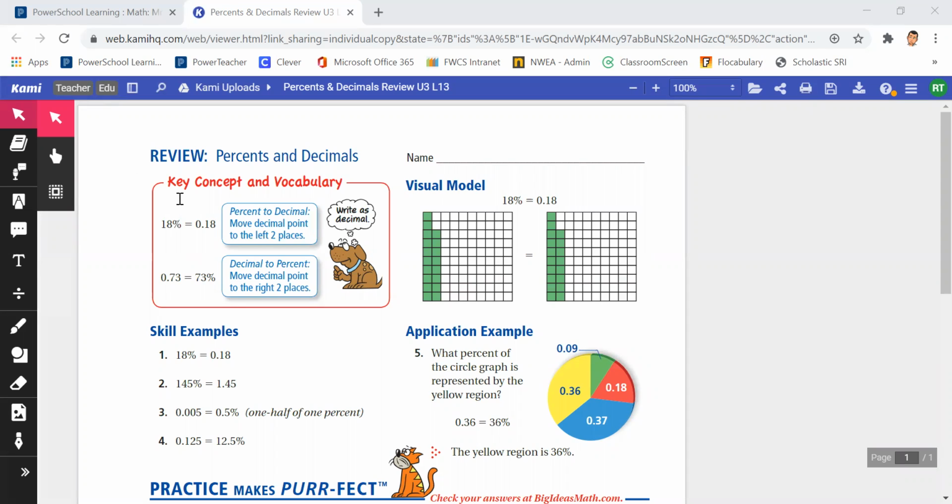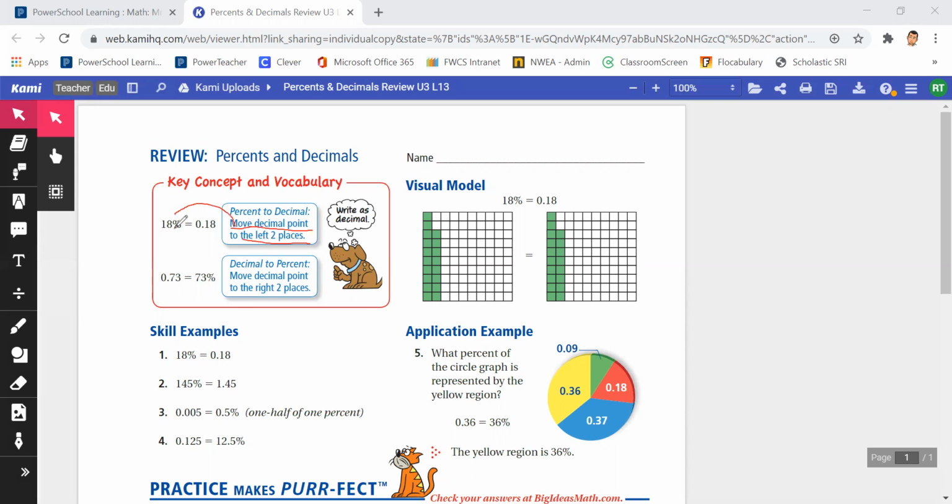So the key concepts over here, if you remember, are that to move a percent to a decimal, all you need to do is move the decimal point two places to the left. So this is the equivalent of dividing by 100. You're going from percent, which means out of 100, and you're changing it to a decimal, which is just out of one whole, or out of one. So that's why we divide by 100. And when you divide by 100, you're moving the decimal point two places to the left.